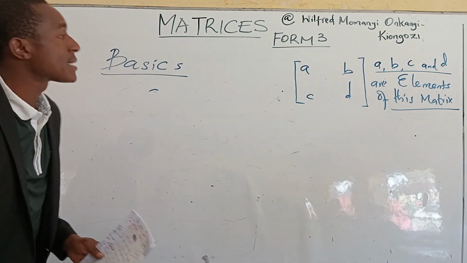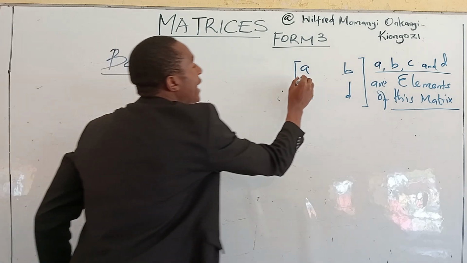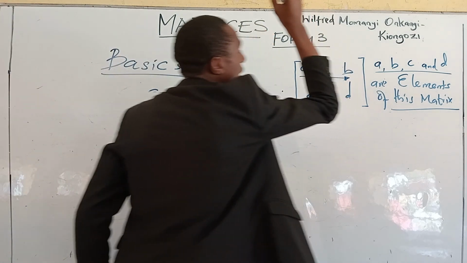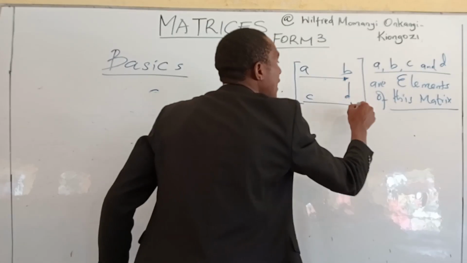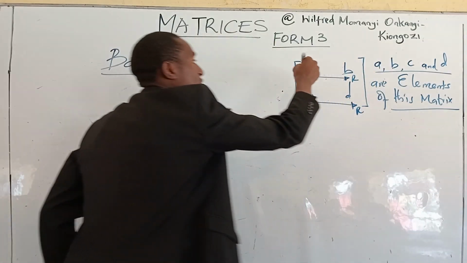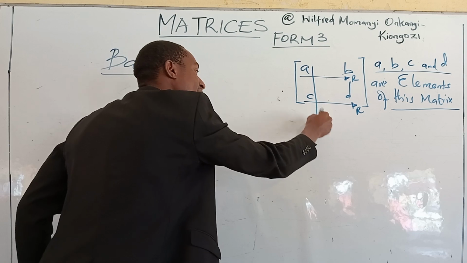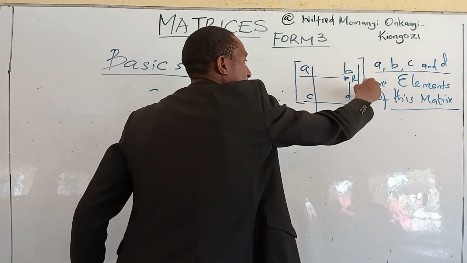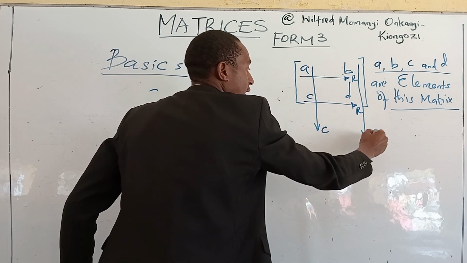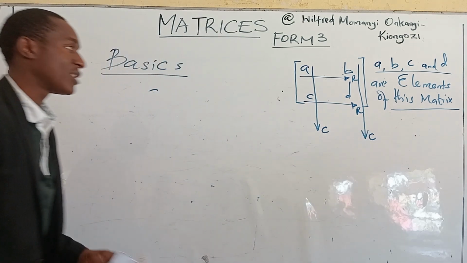We can use these letters. From A to B horizontally, that is a row. Another one is from C to D horizontally, those are rows. But from A to C vertically, these are columns. And of course, B to D is another column. So this is what we say.